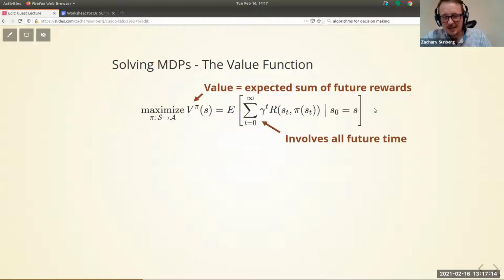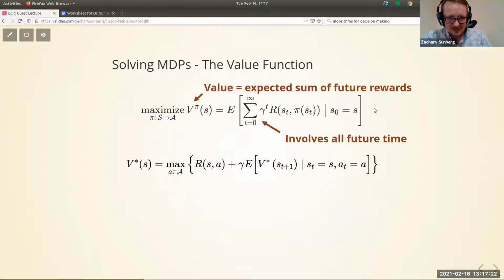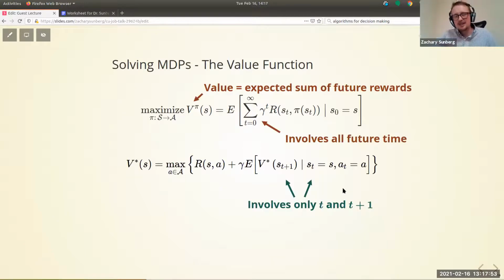Okay, so like I said, the value is the expected sum of future rewards. Solving this problem straight up is hard because you have this infinite sum over all time. Luckily, there's this equation, which is probably my favorite equation. It's called the Bellman equation. This simply says that the optimal value function, the value function for an optimal policy, is equal to, at every state, the max over the immediate reward plus the expectation of the value at the next step. And the beautiful thing about this is that it only involves 2 time steps.